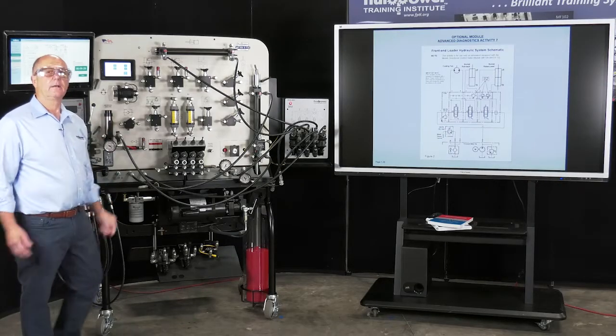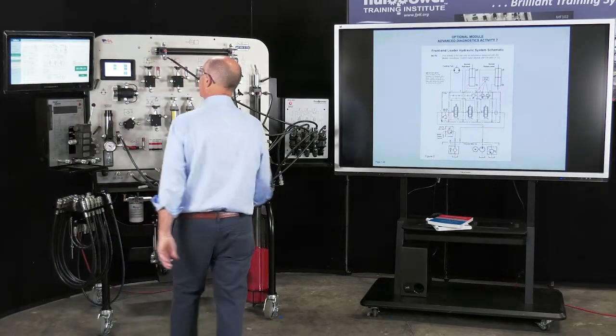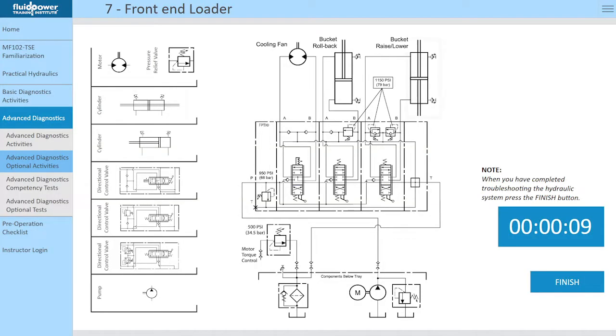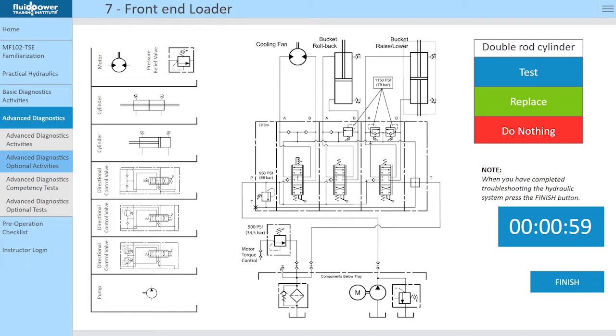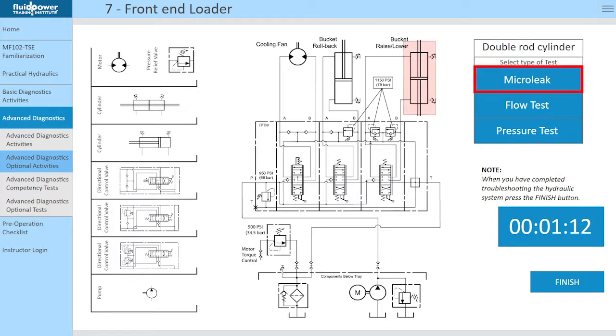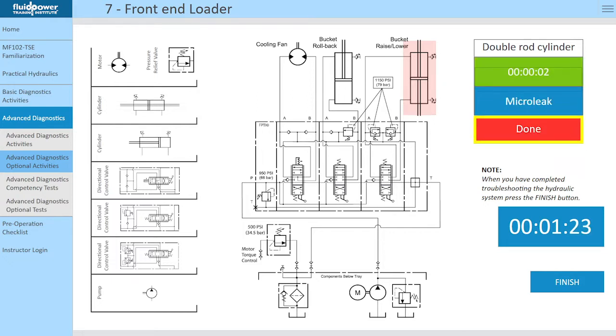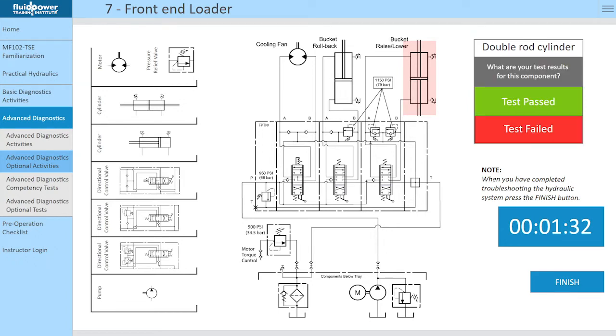So it's clearly leaking. So what do I do? I go to the schematic and I touch the symbol. It says double rod cylinder: test, replace, do nothing. We tested it. What test did I use? It says microleak flow test or pressure test. I used a microleak test, and the microleak test is done. I'm done with the test. It asks whether the test passed or failed. It failed.